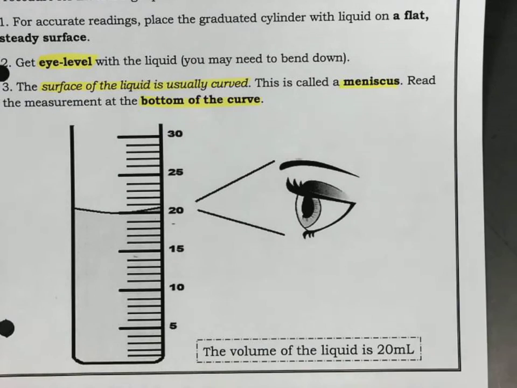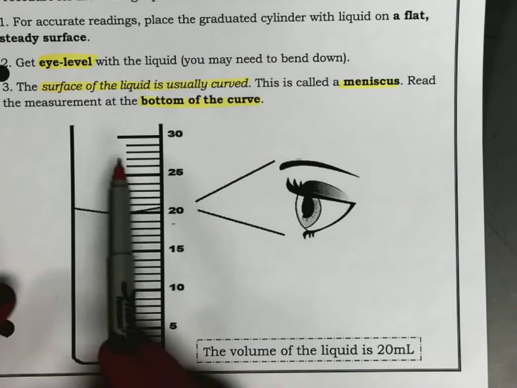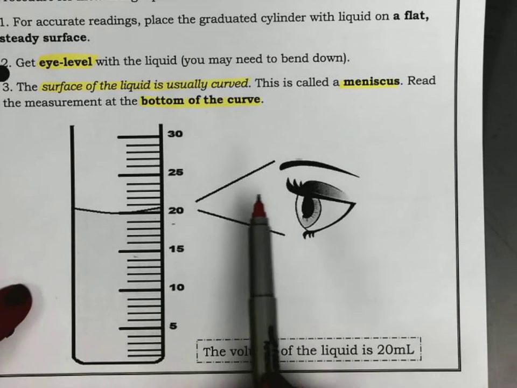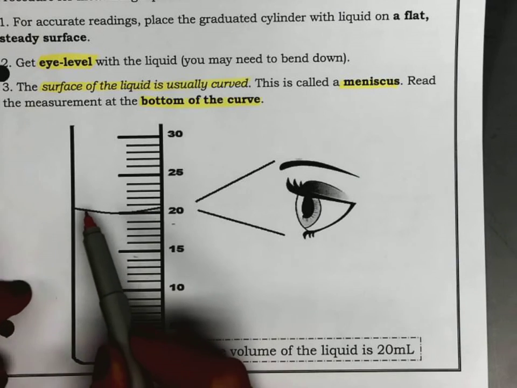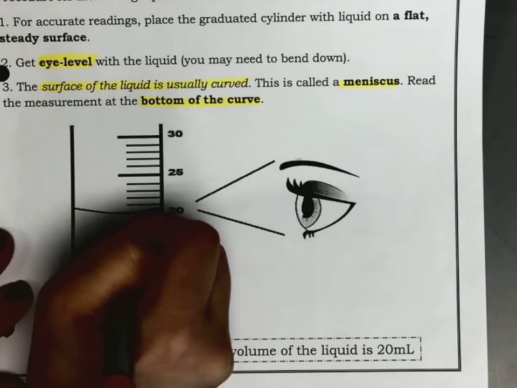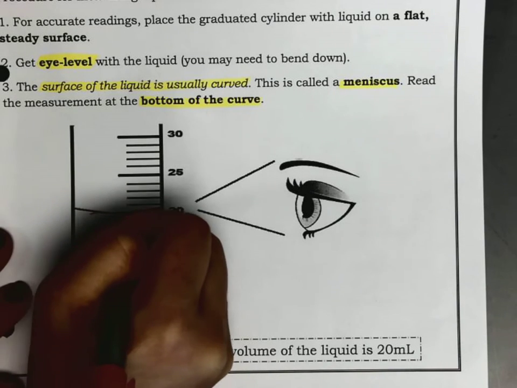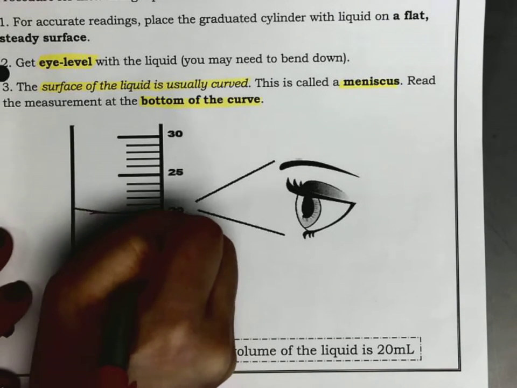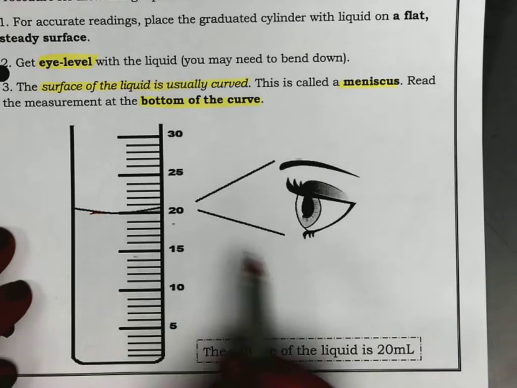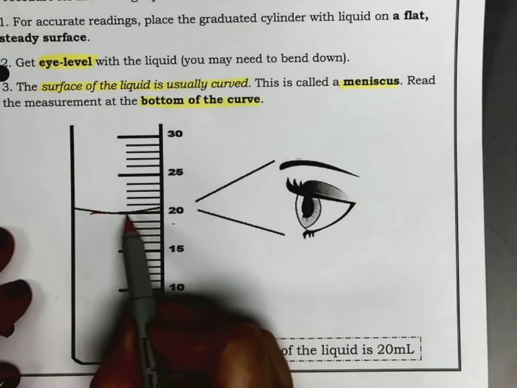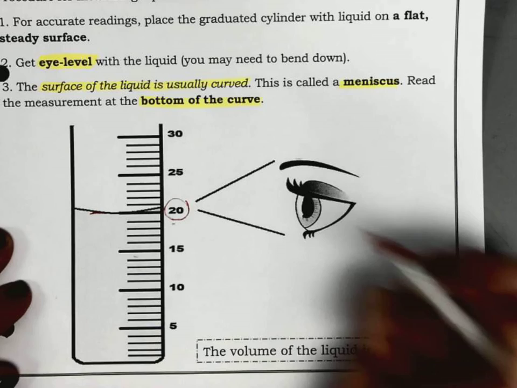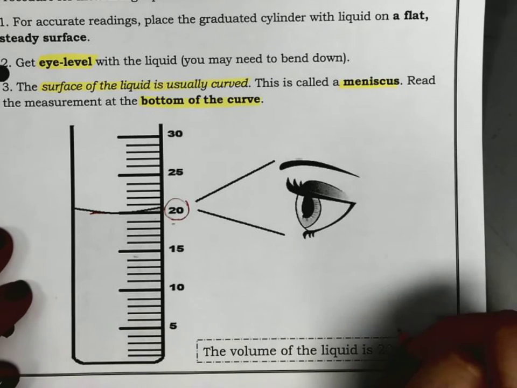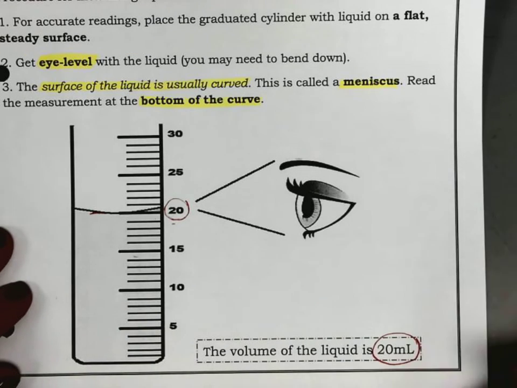So you'll notice that the person looking at this graduated cylinder here is looking at eye level right with the liquid. This curved line here is the meniscus. So we want to read at the bottom of the meniscus. For this picture, the bottom of the meniscus lies right at 20. So the volume of the liquid is going to be 20 milliliters.